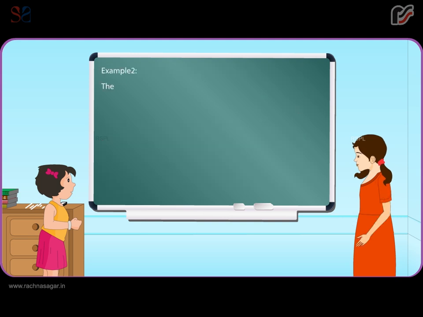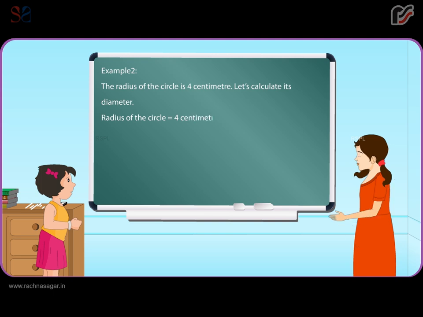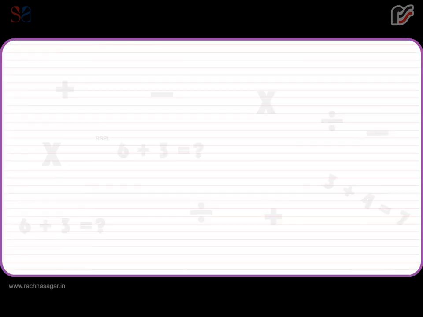Example 2. The radius of the circle is 4 cm. Let's calculate its diameter. Radius of the circle is equal to 4 cm. We know that diameter of the circle is equal to 2 multiplied by radius of circle is equal to 2 multiplied by 4 cm is equal to 8 cm.